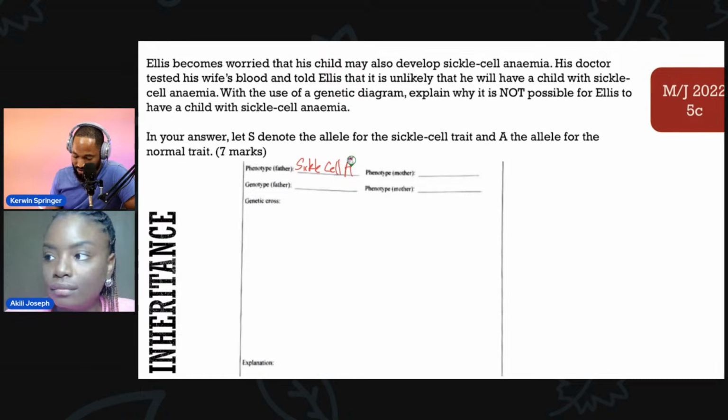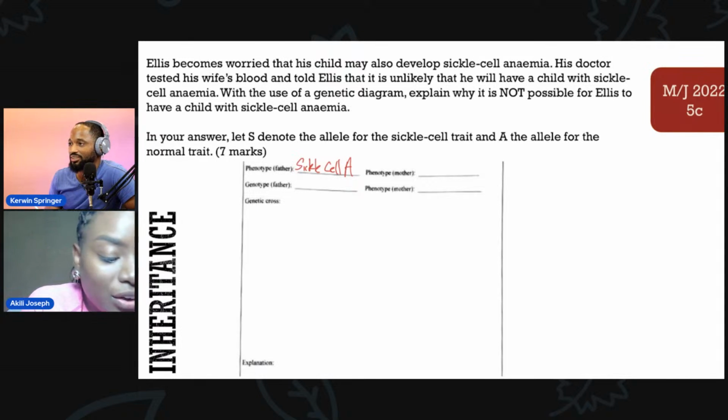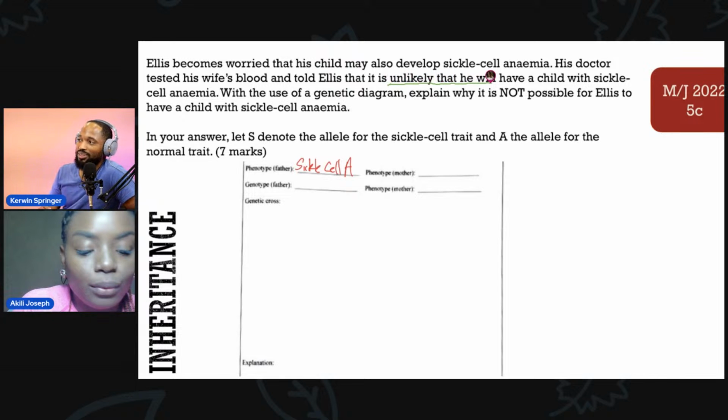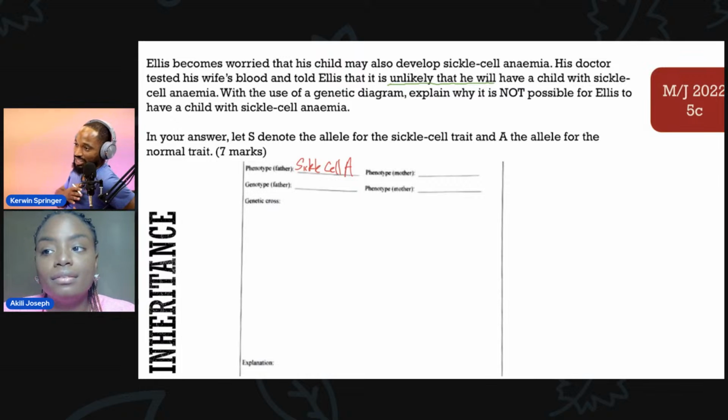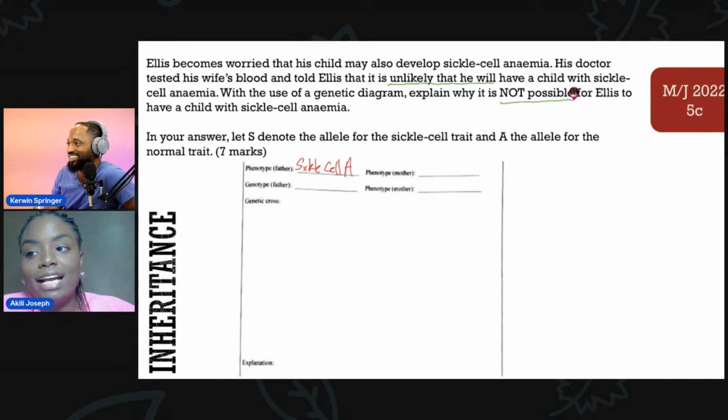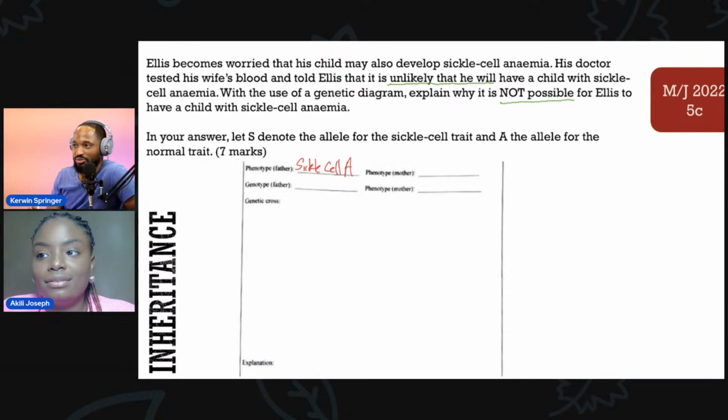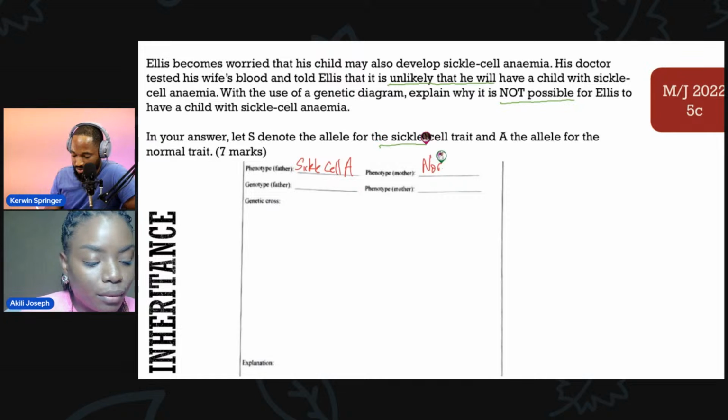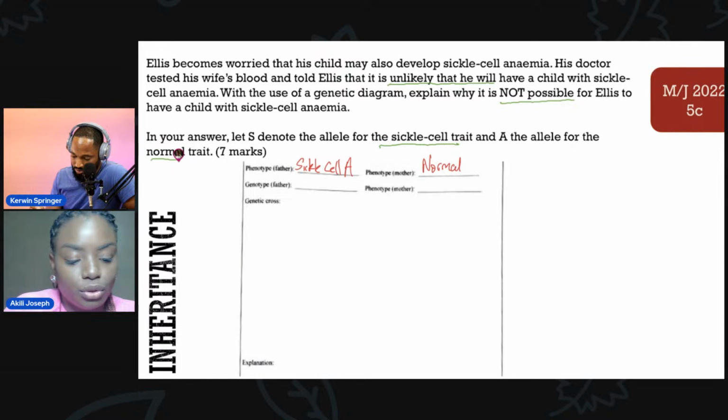And the phenotype of the mother, what do we write? Not sickle cell anemia? Because the doctor said it is unlikely that he will have a child with sickle cell anemia, it means the mother doesn't have anything. If it's not possible, mommy doesn't have anything, not even the trait. So how do I write that? No sickle cell anemia, no trait, no nothing. You can just put normal. They coded it as sickle cell and normal. All right.